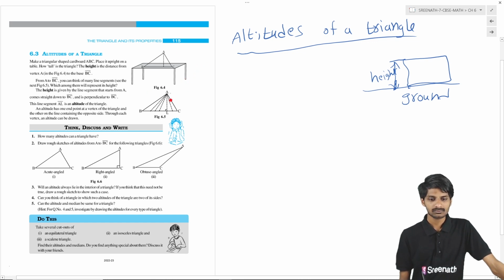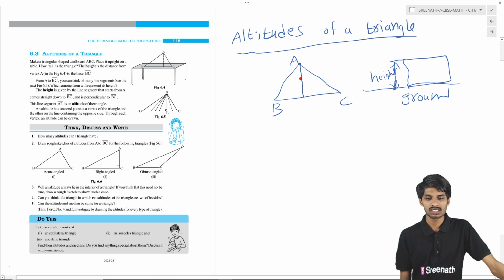So if you take a triangle like this, A, B, C, from the opposite vertex, or from the top of the triangle to the opposite side, you have to draw a perpendicular, which is a straight line.